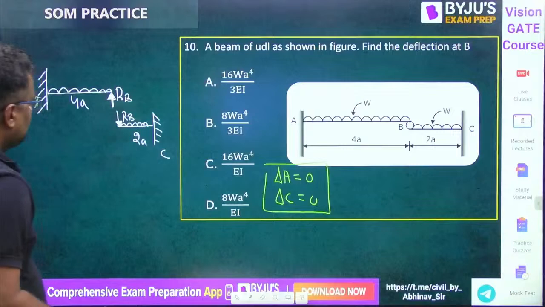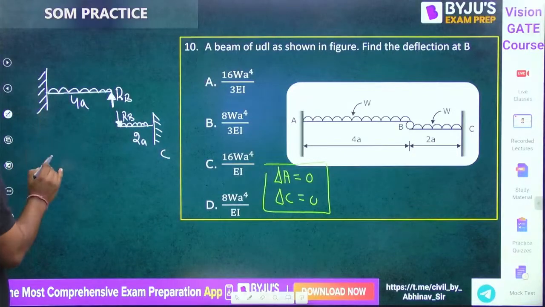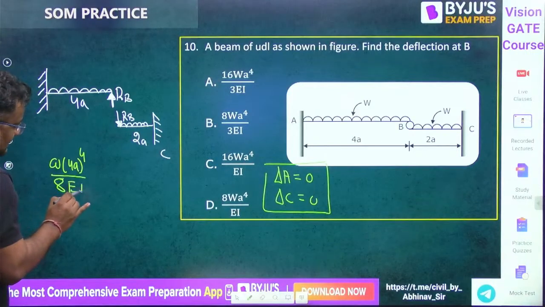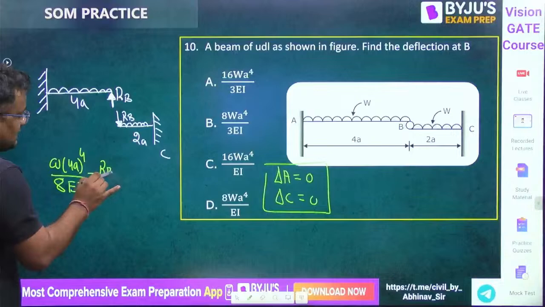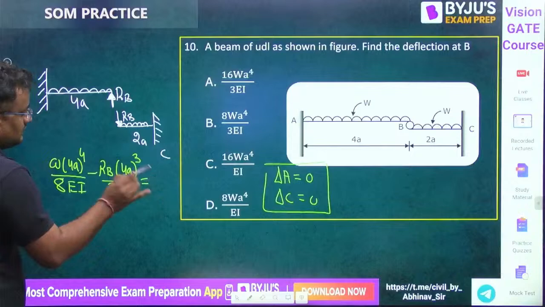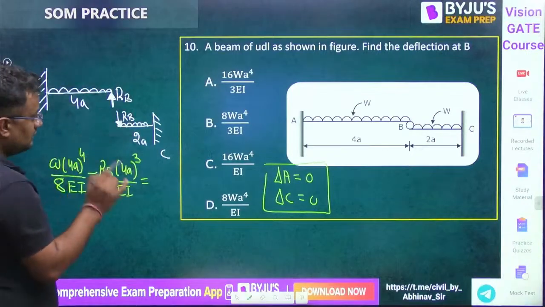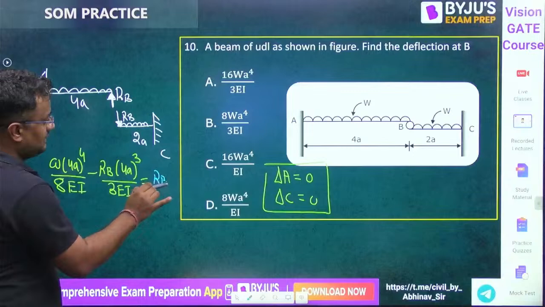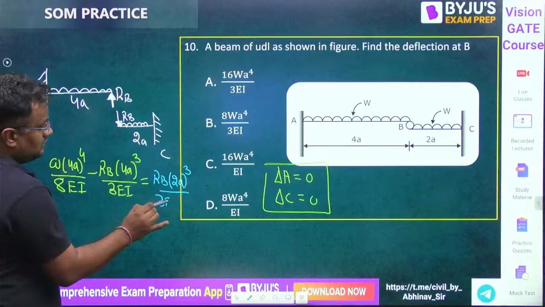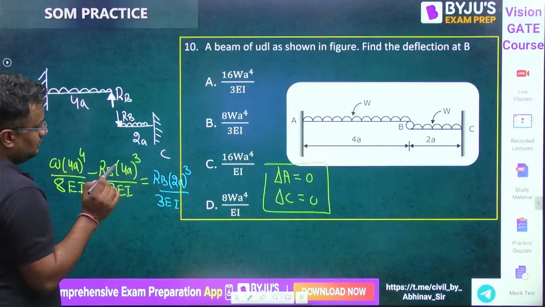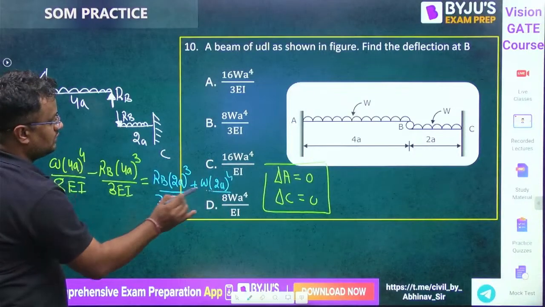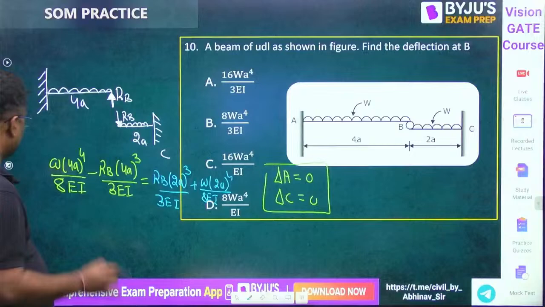Now deflection here will be WL⁴, L is 4A, so (4A) to the power 4 by 8EI, and minus due to RB, it is RB into L³, L is 4A, whole cube by 3EI is equal to, due to this, it is RB into L³, that is (2A) whole cube, RB into L³ upon 3EI, and due to W, WL⁴, W into (2A) to the power 4 upon 8EI. Understood?